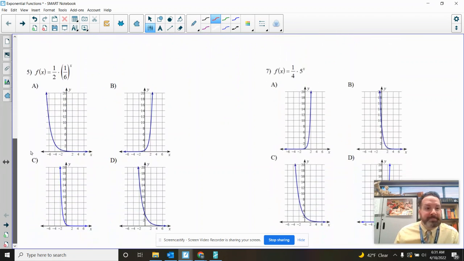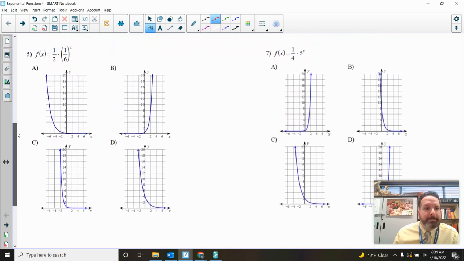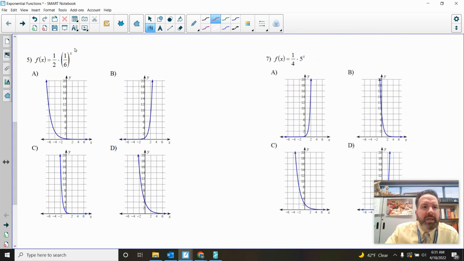Okay, next up. I'm going to give myself a little extra room here. Okay, let's take a look first at growth and decay. So this is 1/6, that's between 0 and 1, so a decay graph. So A is decay, so is C and D. B isn't, so we know it's not going to be B. Now the leading coefficient, I've got a 1/2 in front. This is my y-intercept.